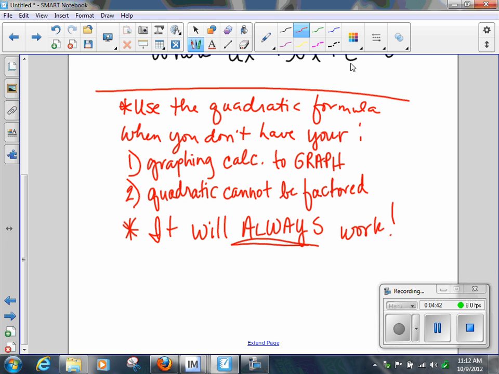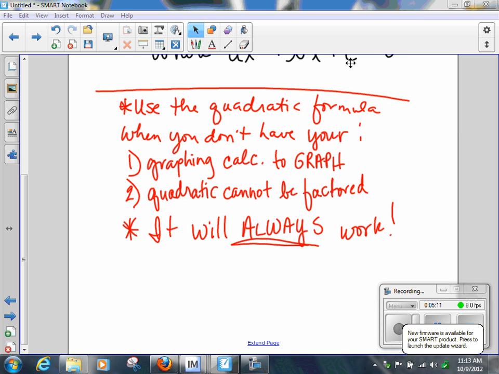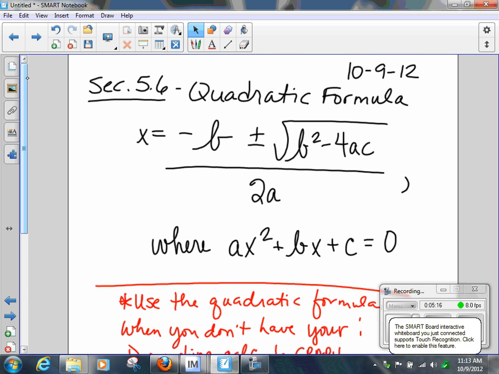Some things that we need to remember. Look back at that. If I can get it up there. Come on. Oh, great. Oh, it's going to let me do it. No. There we go. Quadratic formula, folks.